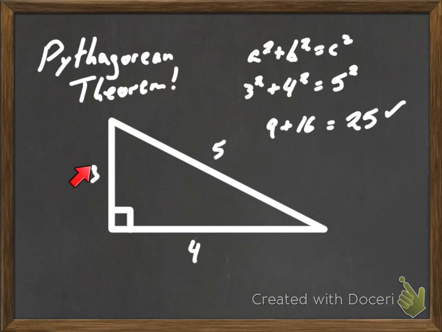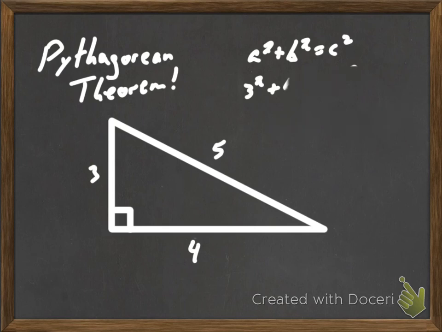You could do, what's 3 times 5? 15. 4 times 5 is 20. 5 times 5 is 25. So you could do 15, 20, 25. That would work. Let's take a look at an example, because generally they will give you 2 of the sides, and you'll have to figure out the third.